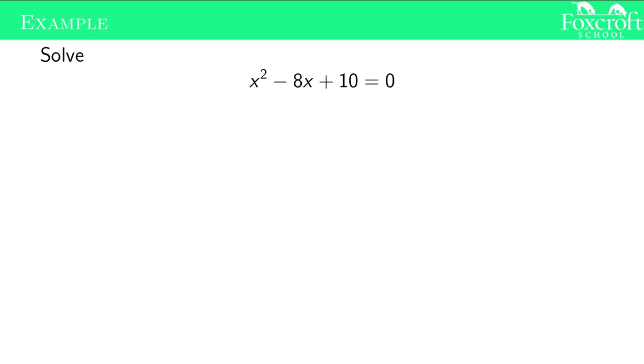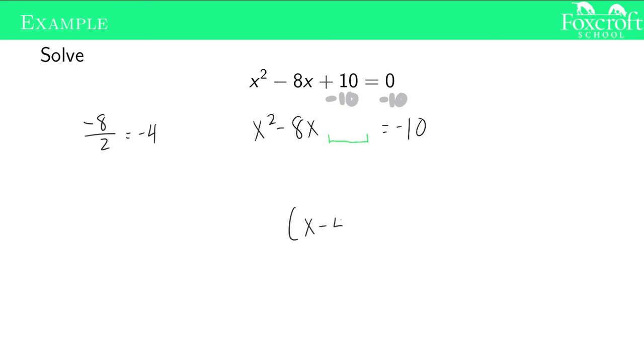x squared minus 8x plus 10 equals 0. Again, the first thing I'm always going to do is subtract 10 because I like to have these first two terms by themselves. And I'm always going to leave a gap because I'm trying to figure out what I am going to put here to complete the square. So I'm going to take this negative 8 and divide it by 2 to get negative 4. So this tells me my answer is going to end up being x minus 4 squared.